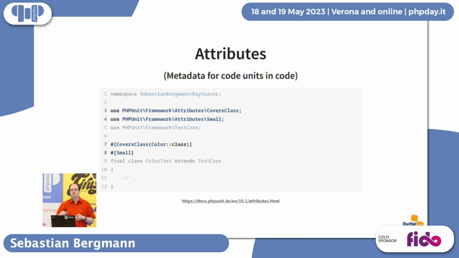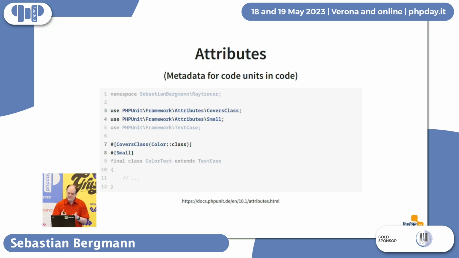You cannot use an attribute that does not exist. And all these attributes, they know where they are allowed to be used. So covers class is an attribute that can only be used on the class level. If you try to use it on the method level, boom, right? And you get autocomplete for that.